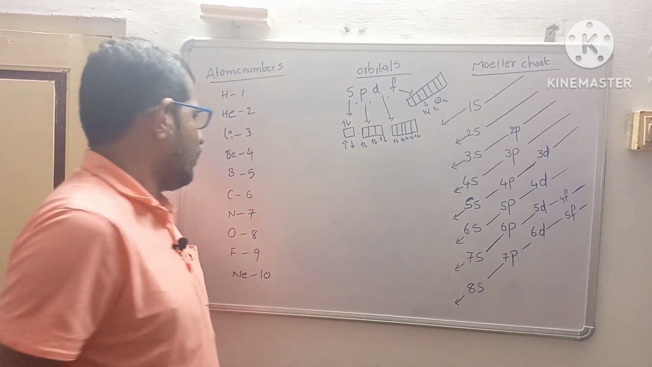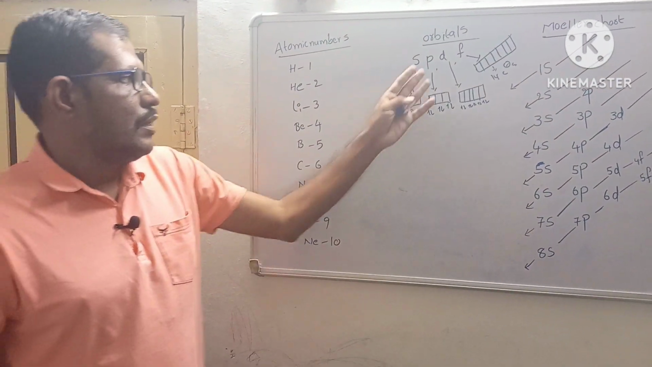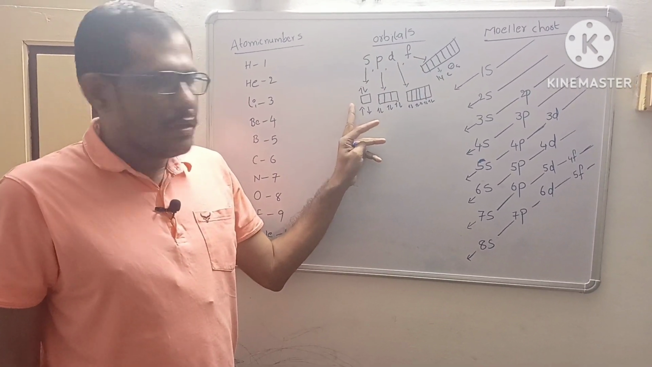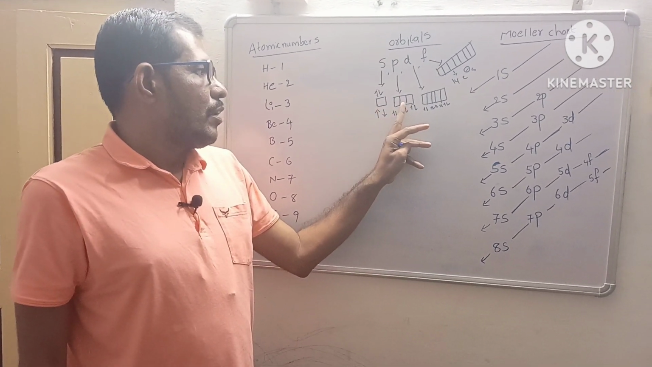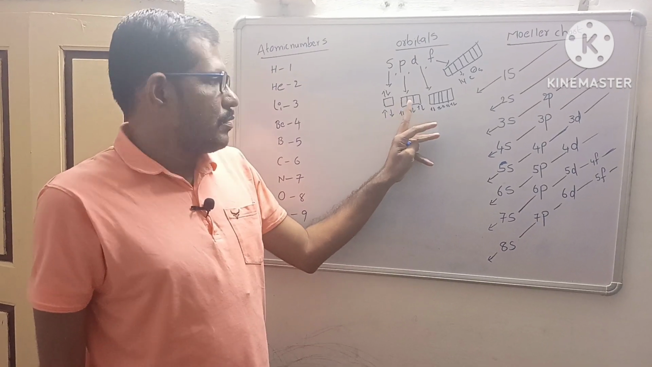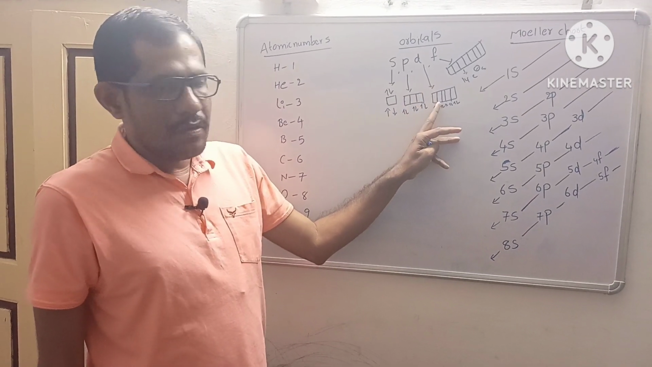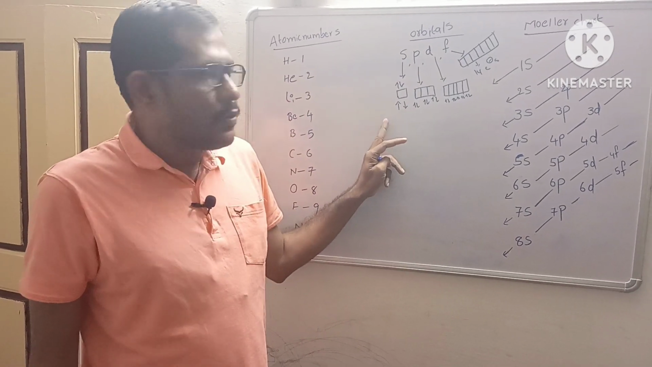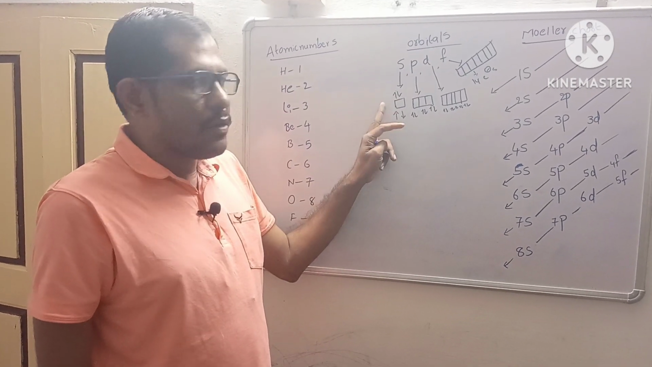So now remember these atomic numbers of the elements and the orbitals. The orbitals are S, P, D, F. The S orbital has 1 box. P orbitals, which are actually called degenerate orbitals, have 3 boxes, D orbitals 5 boxes, and F orbitals 7 boxes. Each box can accommodate 2 electrons. So the S orbital has only 1 box.